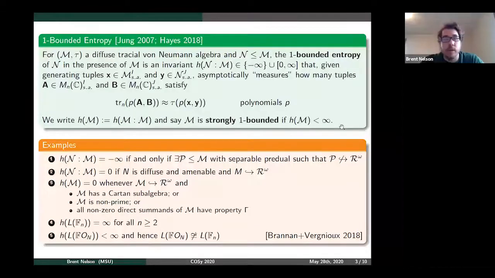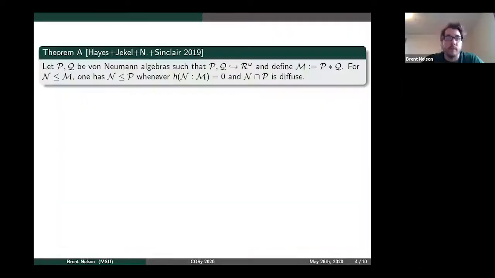Okay, so the theorem that we proved is the following. Let's say P and Q are von Neumann algebras that each embed into R omega, and take M to be their free product. Then whenever you have a von Neumann algebra N, you can guarantee that it sits inside of the subalgebra P, provided it has 0 one-bounded entropy in the presence of M and intersects P diffusely.